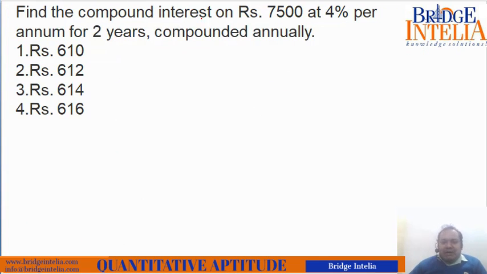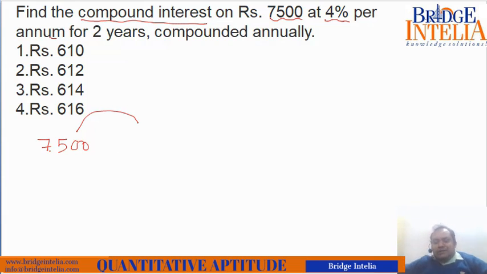Find the compound interest on rupees 7,500 at 4% per annum for 2 years. That means this is the original value. What will happen to this in 2 years? In 2 years, we have to find the compound interest. We don't have to find the total value. Please be careful. But first, let us understand that if you deposit 7,500, what will be its final value?